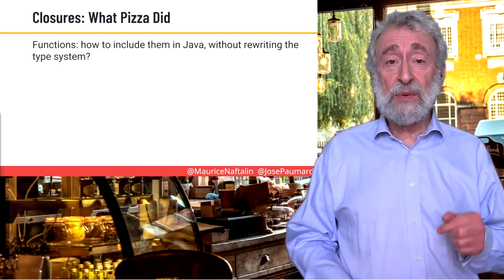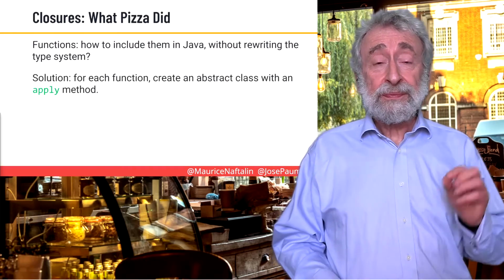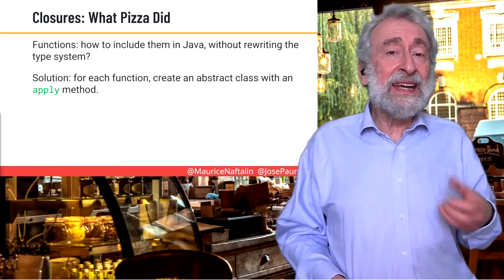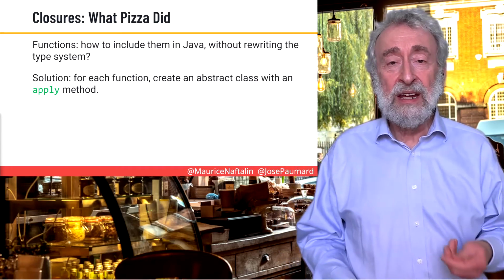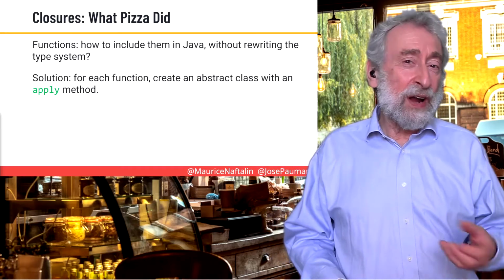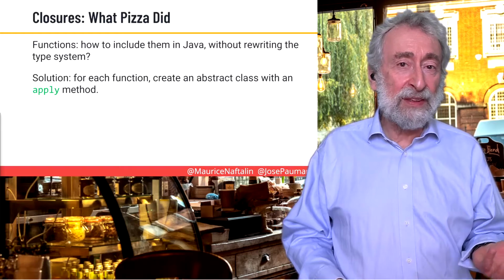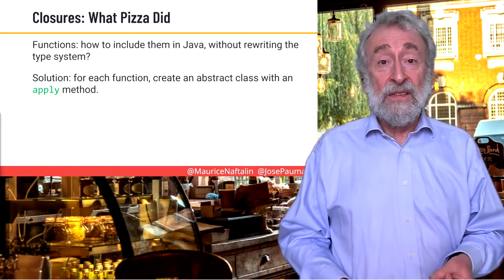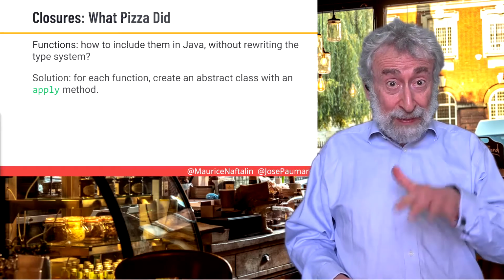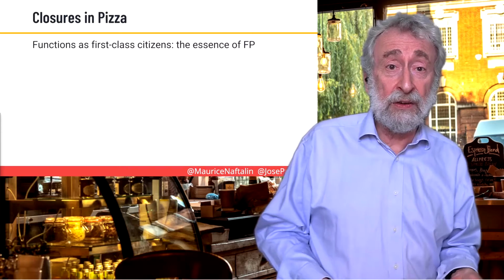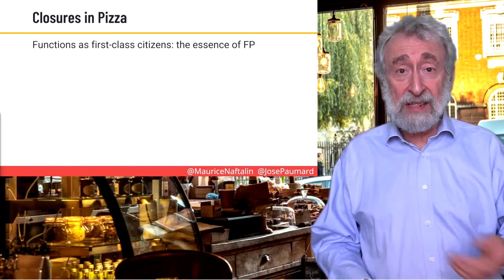Their solution instead was for each function to be created in an abstract class. In other words, fitting into the existing type system, and to use these abstract classes as a wrapper, in a sense, for a single apply method, which would be the real implementation of the function. Functions in Pizza look like first-class citizens, just as in an ordinary functional language. The syntax is like this.